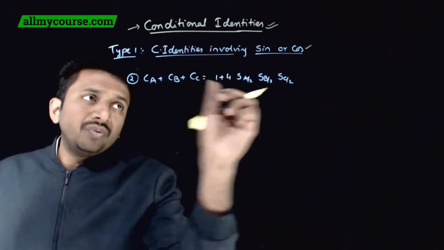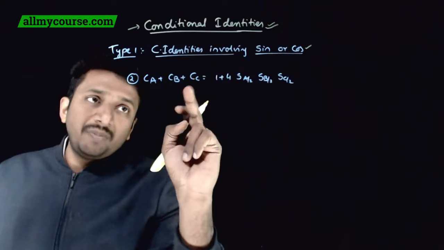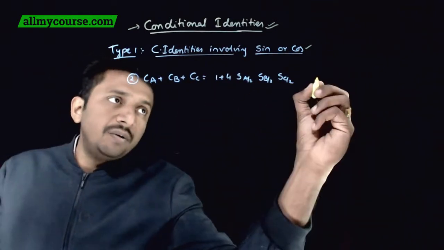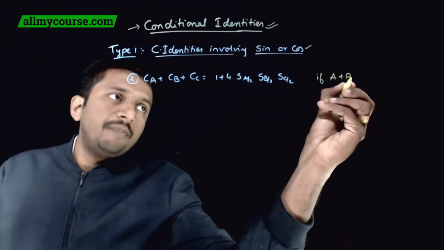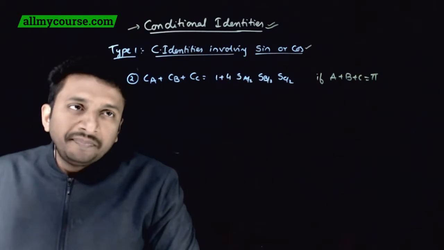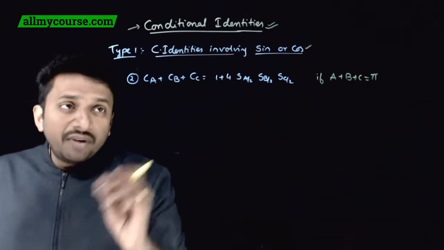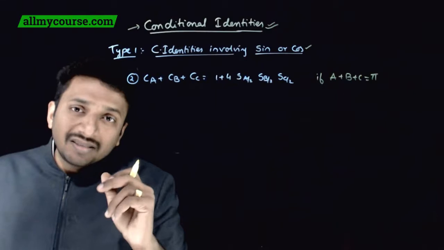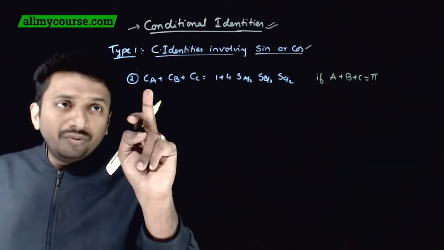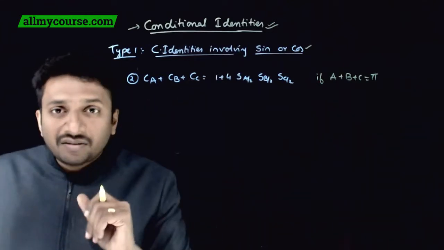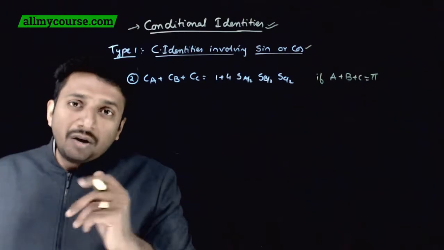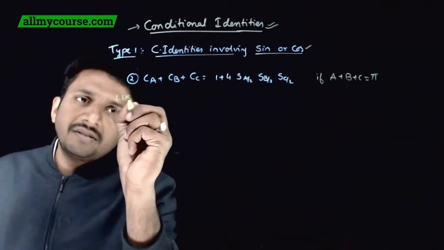You're asked to prove that cos A plus cos B plus cos C is equal to 1 plus 4 sin A by 2 sin B by 2 sin C by 2, if A plus B plus C is equal to pi. Pi is nothing but 180. Previously we have proved sin A plus sin B plus sin C is 4 cos A by 2 cos B by 2 cos C by 2. Now you're asked to prove cos A plus cos B plus cos C is this. So this is also a conditional identity involving sin and cos. So how do we start? We start from the LHS.